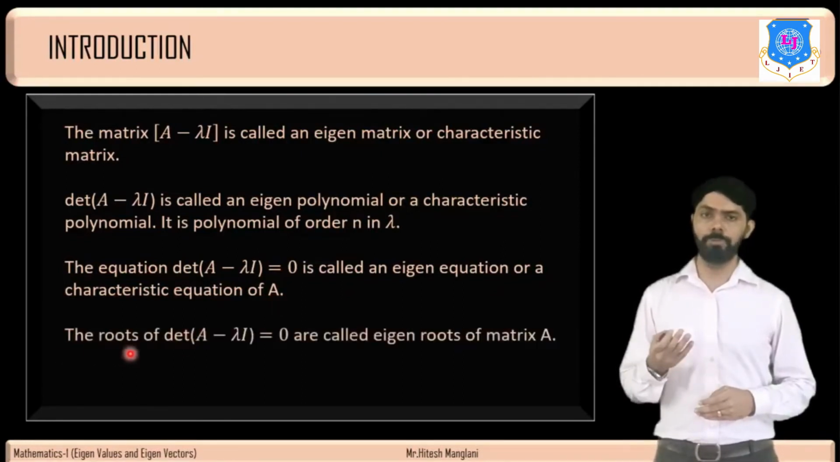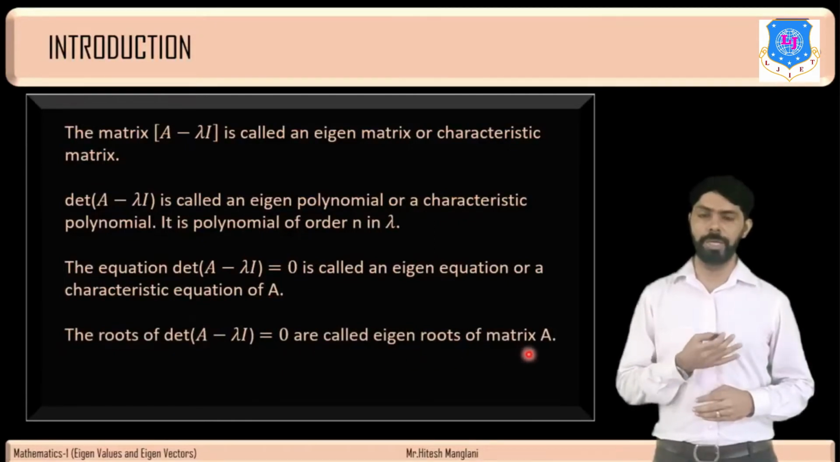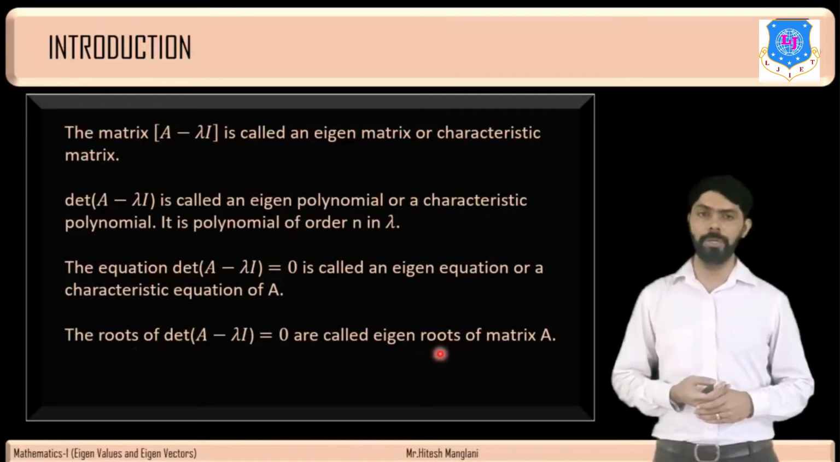So the roots of this characteristic equation are called eigenroots of matrix A. So the roots of determinant A minus lambda I is equal to 0 are called eigenroots of matrix capital A. So if we have to find the eigenvalues of a matrix, then we will find the roots of the characteristic equation, that is determinant A minus lambda I is equal to 0. So these roots are called eigenvalues of matrix A.